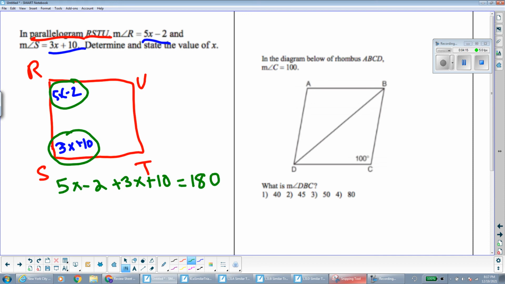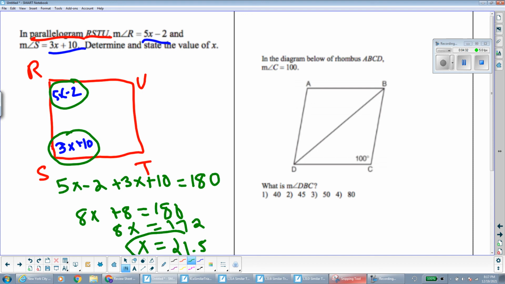Combining my like terms, I have 8x plus 8 is equal to 180. If I subtract 8 on both sides, I have 8x equals 172. And then if I divide by 8 on both sides, I get x is equal to 21.5. So 21.5 is the x value here, and that's what we needed to find. If you needed to find either angle R or angle S, you would take your x value and substitute it in to find the angle measurement. This question just asked us to find x.